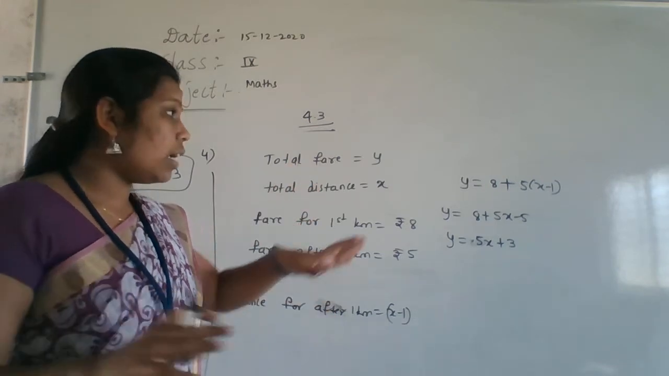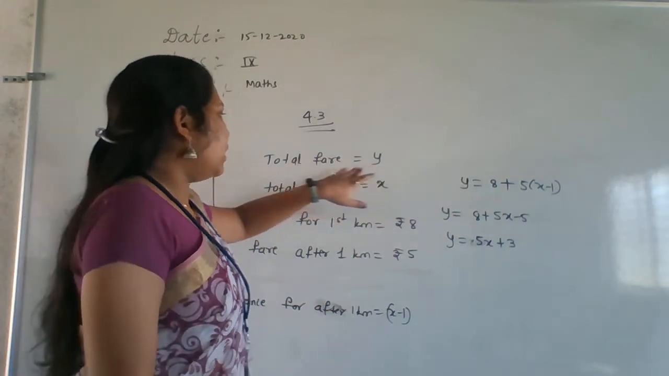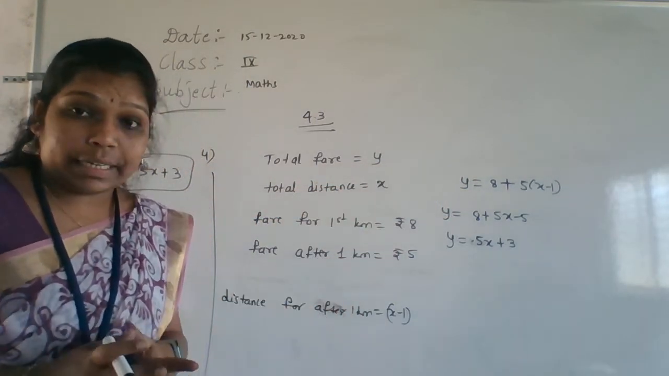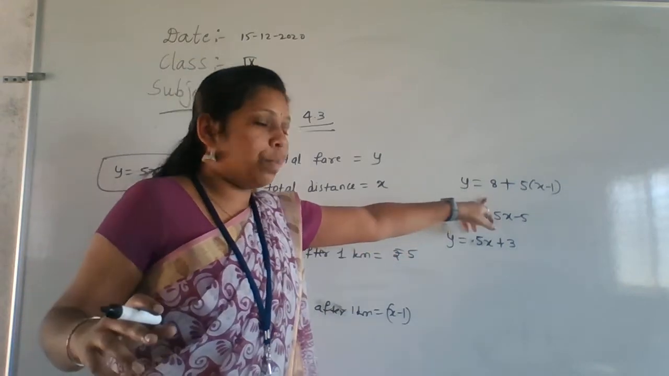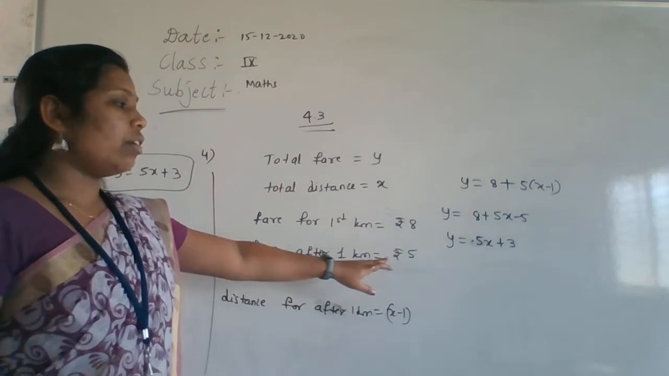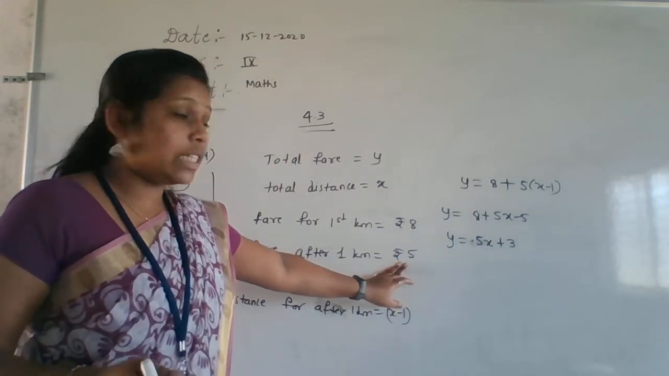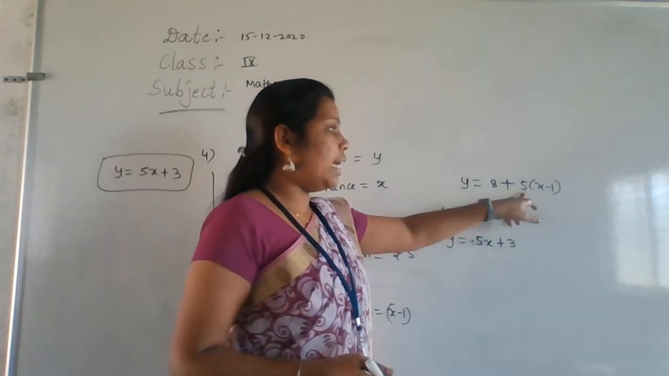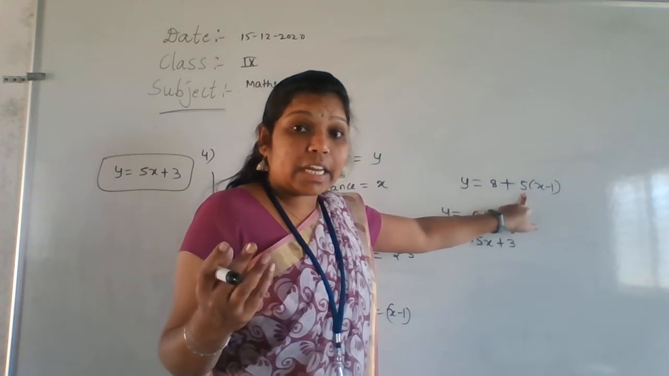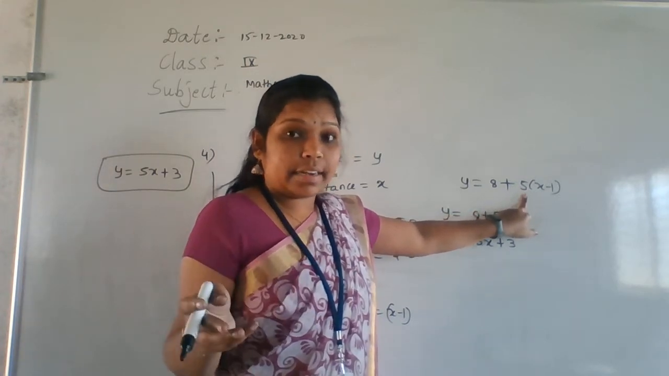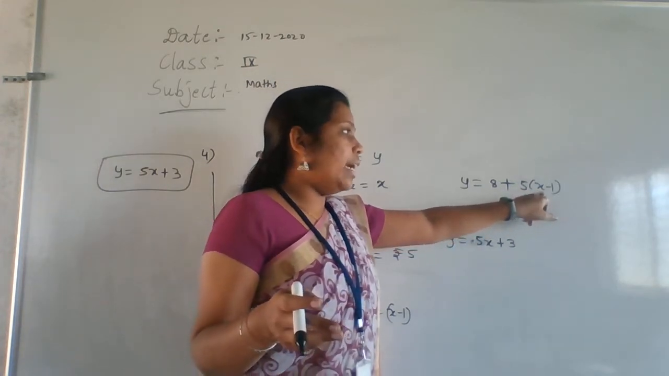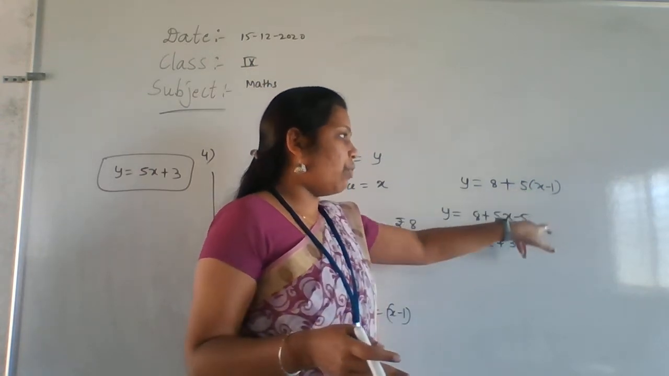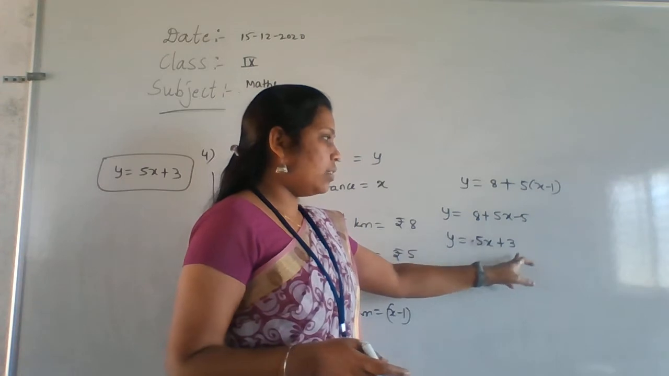Here y is nothing but the total fare, which is equal to the sum of all the monies. The first kilometer is rupees 8, the next kilometers are 5 each, and since we don't know the distance, we multiply by x minus 1. This is distance into money. If there are 3 kilometers, then 5 into 3 is 15, like that. So 5 into x minus 1 is 5x minus 5. Then 8 minus 5 is 3.